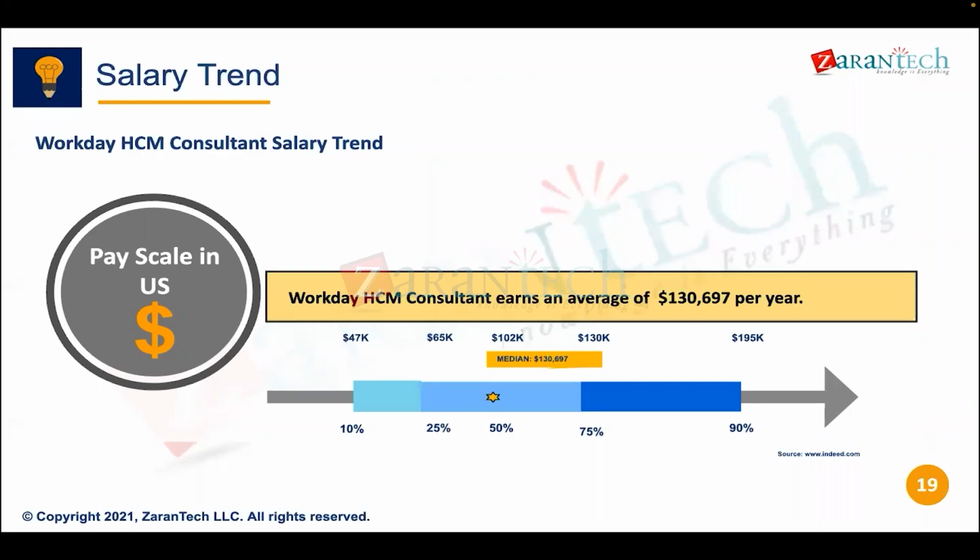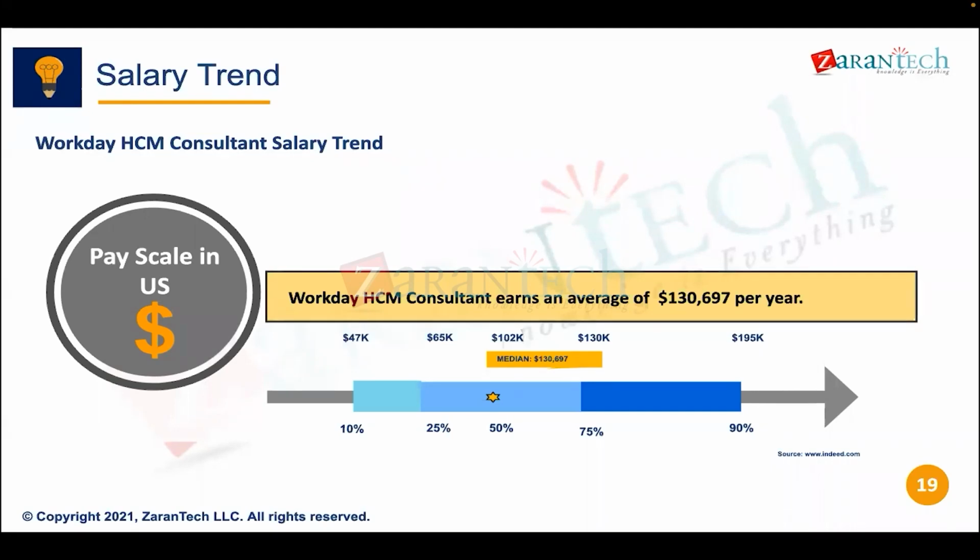If I talk about other countries, like India, it's a crazy market, I would say. People are earning a hell of a lot of money. One of my friends, who has only 4 years of experience, earns about 56 lakhs a year, being in India. That's a huge number. He's a Workday HCM consultant, and he earns somewhere around that amount.